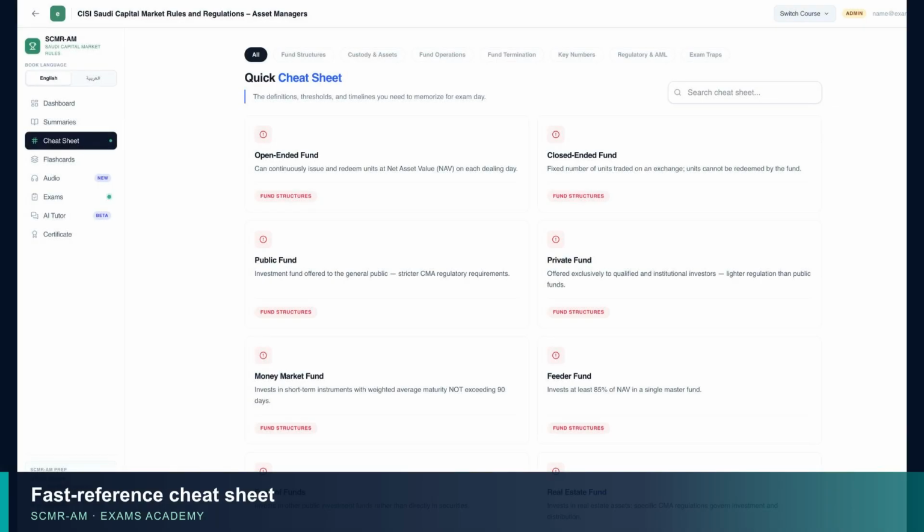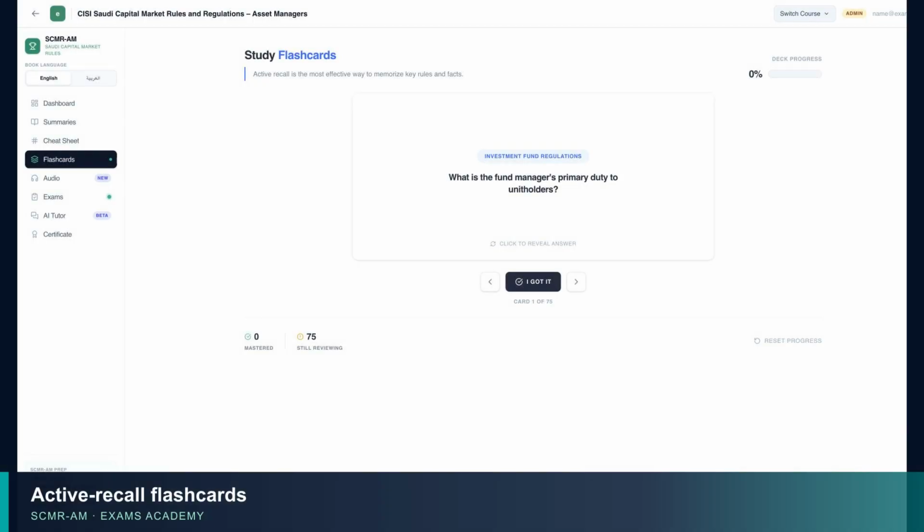Use the searchable cheat sheet for rapid revision of important terms, distinctions, rules, and high-value facts before practice. Build recall with interactive flashcards, monitor your progress, and revisit difficult cards until key ideas are easier to retrieve under exam pressure.